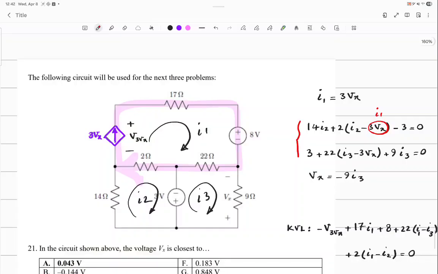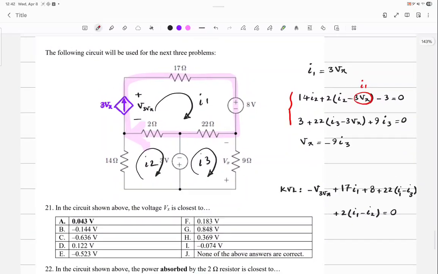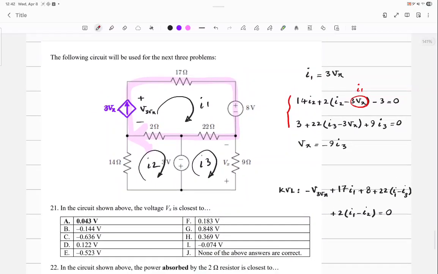Look at the pink loop. If I write a KVL around the pink loop, what is it? I think I wrote it here. Do you agree with that equation? Negative V3Vx plus 17I1 plus 8 plus 22(I1 minus I3) plus 2(I1 minus I2) is equal to 0. Now, do I know I1 and I2 and I3? Yes, because I just solved the circuit. What is the only unknown in here? V3Vx, you can find it.